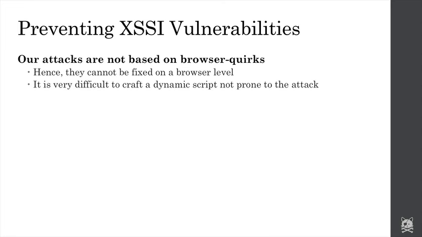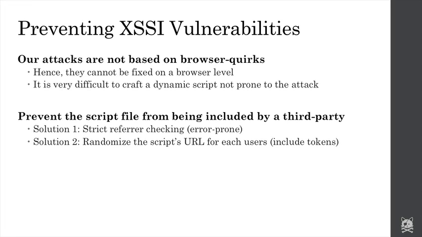The other thing that you might attempt is to create a JavaScript that does not leak the data. And we think this is very difficult and you should never do it. Basically there are two different solutions to that problem. You could either prevent the script from being included by a third party, and there are different solutions to do that. For example, you could stick to referrer checking, and whenever you see something that is not your own page, you don't deliver the script to the user, but this is very error prone and does not work in all the cases.